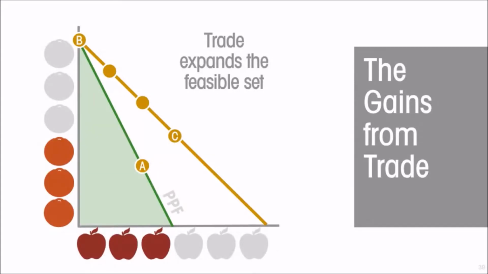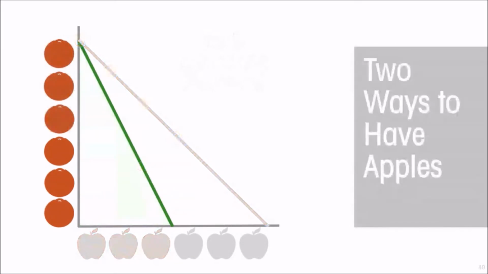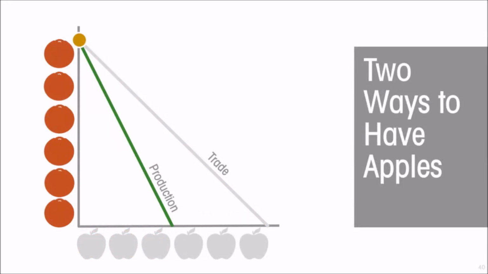It now has the possibility of consuming along a feasible set that is outside of its production possibilities. Trade expands the feasible set. This is an important point, so I want to look at it from a different way. Instead of looking at it in terms of where it starts and a chronological sequence to specialization and then to trade, let us make the point by starting hypothetically at the country producing oranges alone.